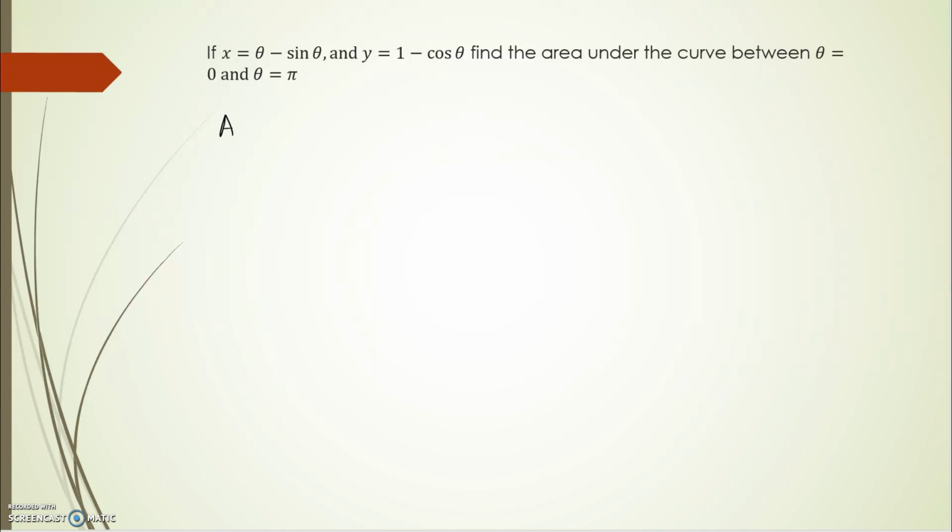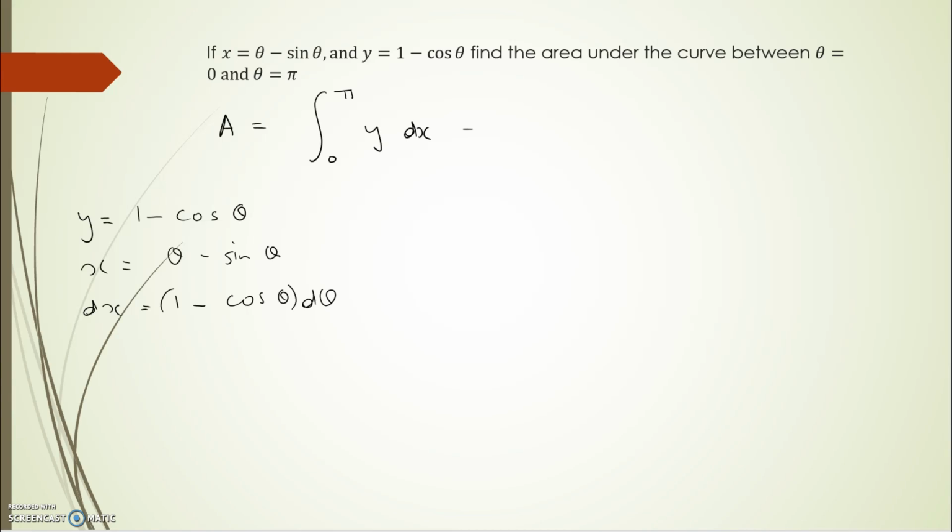So that means our area is going to be the integral between 0 and pi. Now y is given as 1 minus cos theta and x is theta minus sine theta, and that means that dx is 1 minus cos theta times d theta. Now we have to put all of those into here. That's the standard formula. The difference is the representation of y and dx.